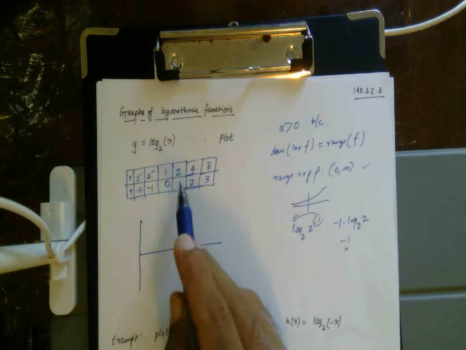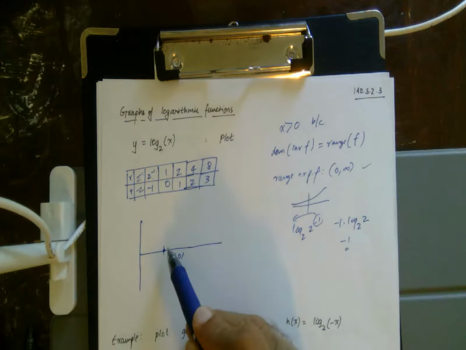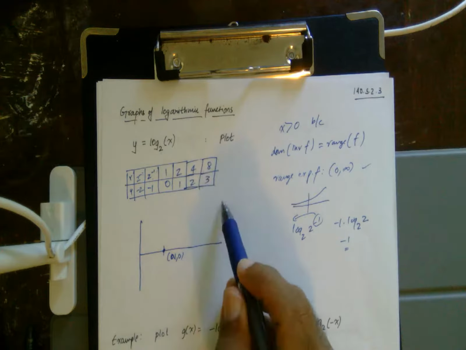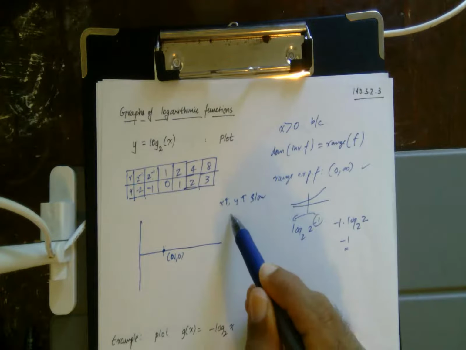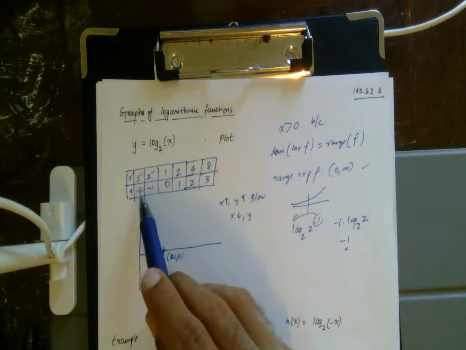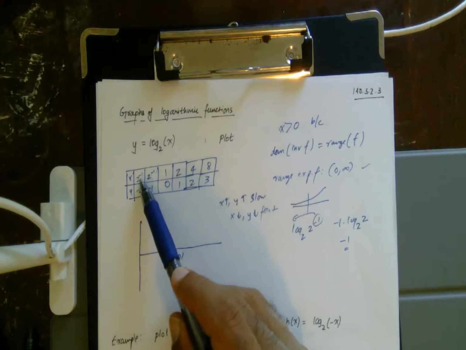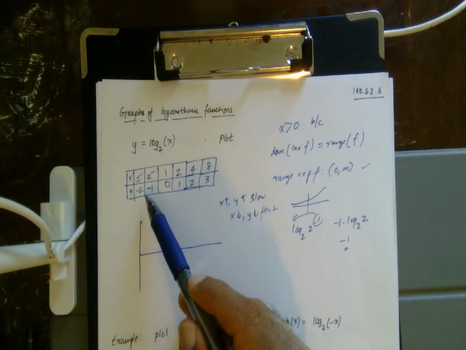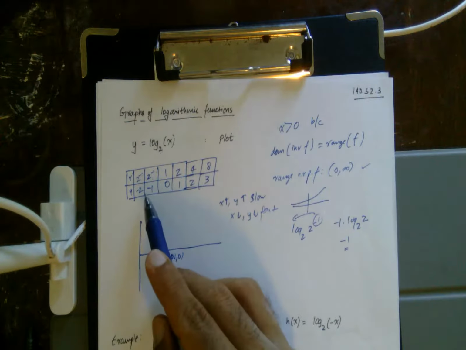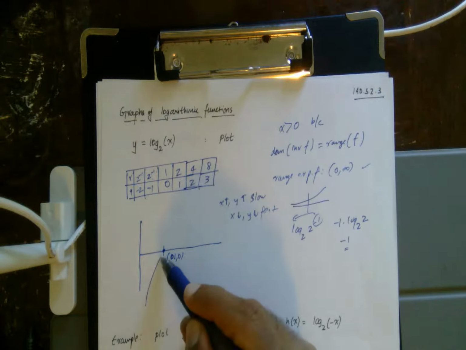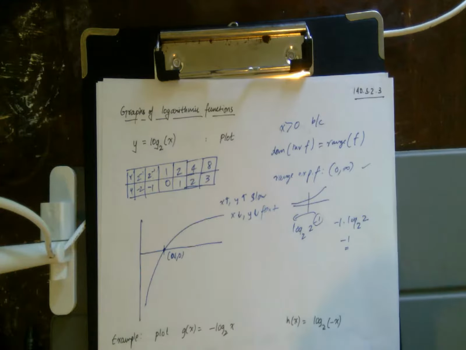And I know when x is 1, right here, the point is (1, 0). And then it increases, right? As x increases, y increases, but slowly. And as x decreases, y decreases, but fast. Because when you go from a half to a quarter, it goes down like double, right? Negative 1 to negative 2. And because it's negative, it's going to be over here. So the graph is going to look like that. Again, these are never going to meet.